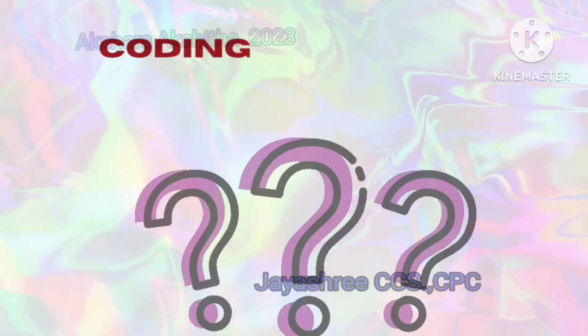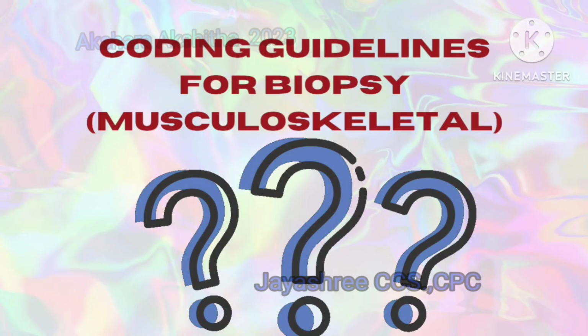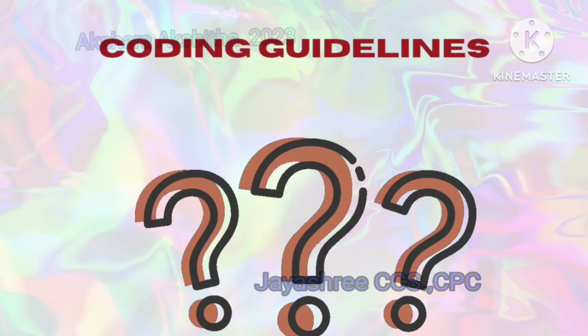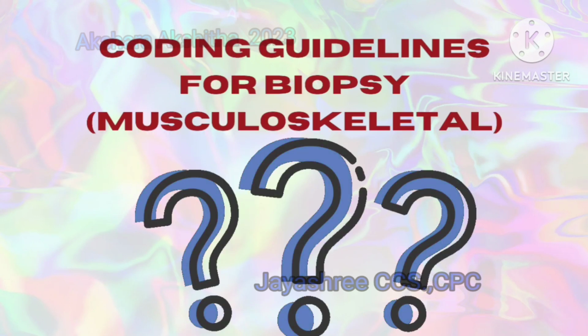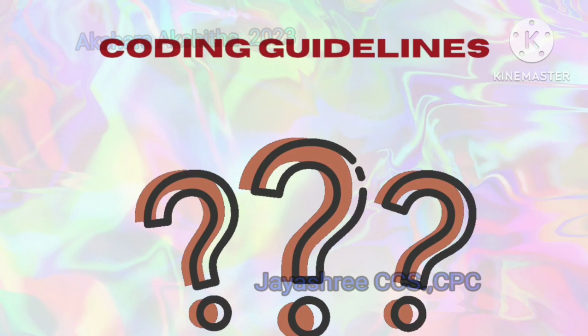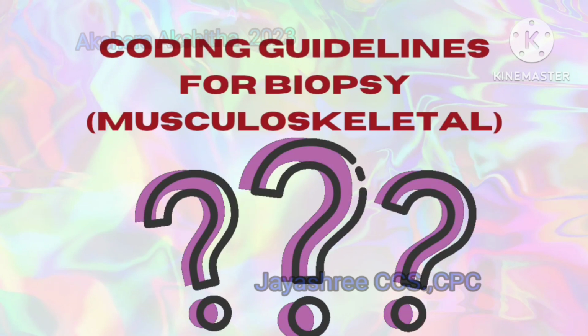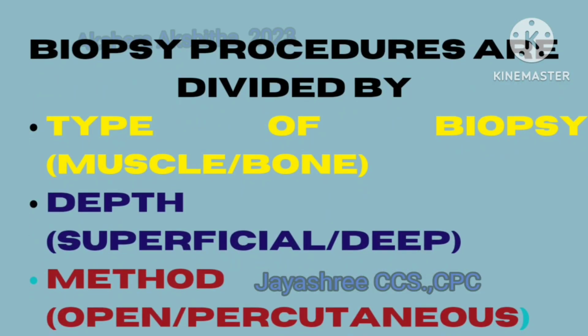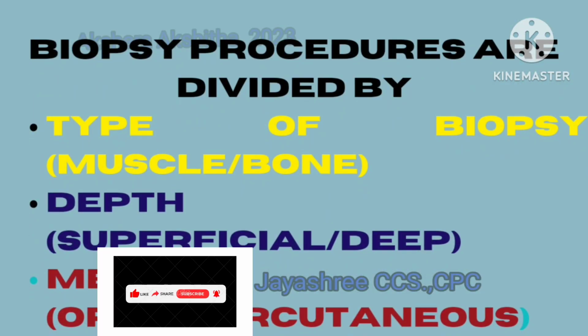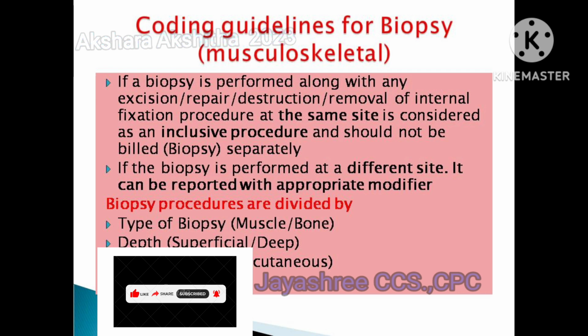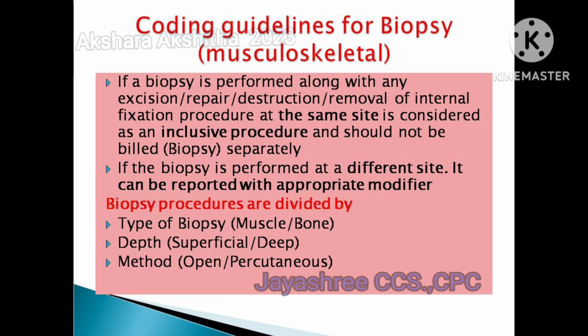Then let's start with excision of biopsy procedure. As usual, I am explaining this same biopsy in each chapter, because the biopsy guidelines are applicable to all of the chapters. As I explained in the basic surgery coding guidelines, whatever points are there in the basic surgery coding guidelines will be applicable to all chapters. So this is one of those points.